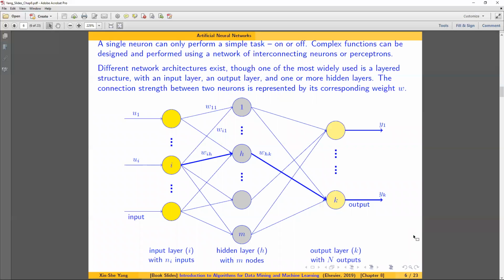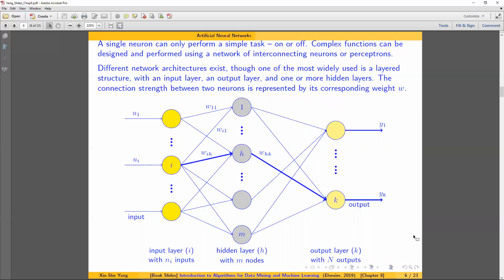Let's look at neural networks, artificial neural networks. A single neuron can only perform a simple task: it's on or off. A complex function can be designed and performed using a network of interconnected neurons, or perceptrons. It's also called a neuron, and it is also called a perceptron. There are all kinds of network structures, but one simple way is something called a layered neural network.